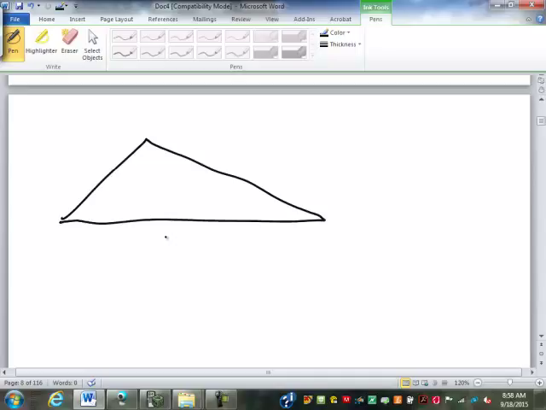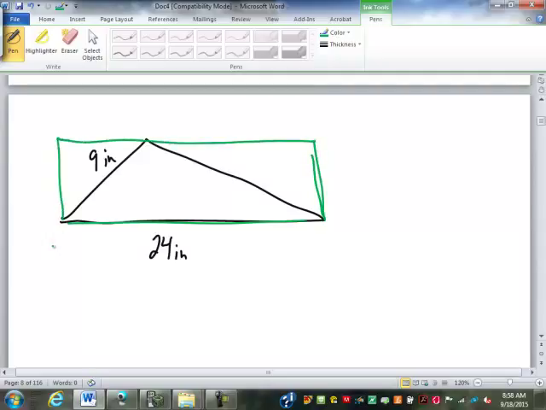You make one in the middle? Let's say that this is 24 inches here. I think I know how to do it. And let's say that this here is 9 inches. Well, again, we're looking at a related rectangle. Since we have this length here, let's make the rectangle off of that length. It's going to look something like that.